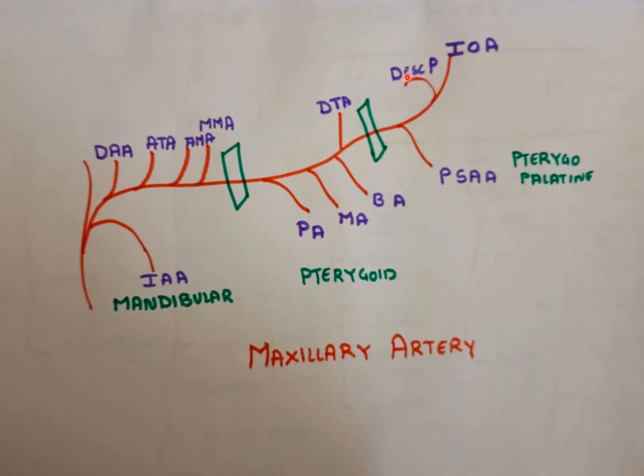The descending palatine artery divides into the greater palatine and lesser palatine arteries. And then the infraorbital artery terminates as nasal and palpebral branches. The infraorbital artery supplies the orbital region, facial tissues, the maxillary sinus and also the maxillary anterior teeth. So these are the major branches of the maxillary artery. So we have learned about the major branches of the external carotid artery.